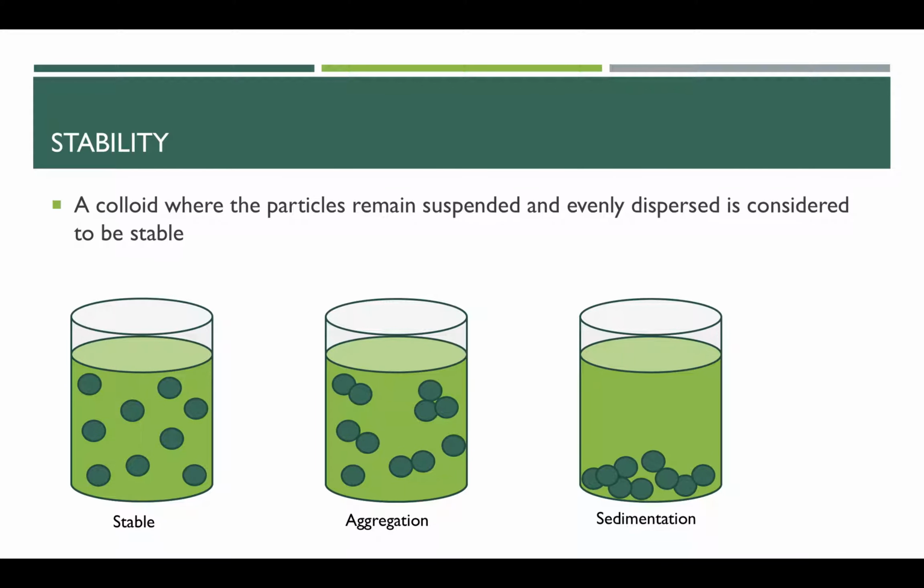A colloid is considered stable if the particles remain suspended in solution and maintain an even dispersion. If the colloid is not stable, either aggregation or sedimentation will occur. Sedimentation is simply when the particles drop out of suspension and settle at the bottom of a container. Aggregation occurs typically due to Brownian motion, which is the random migration of particles due to collisions with the solvent molecules. Brownian motion brings these particles together, and the aggregation occurs when the particles collide and actually stick together.